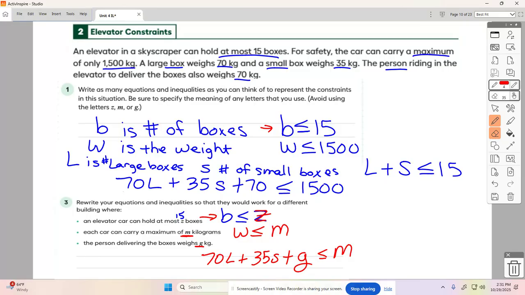So all I did was take constraints that were specific to this one building and rewrite the inequalities so they can go for any building. All those other buildings need to do is plug in what they know the number to be for Z and M.